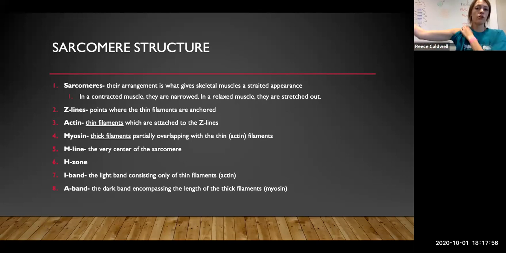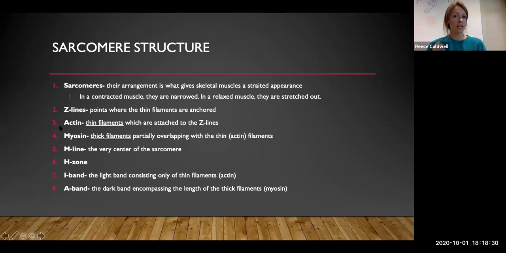So whenever you flex your muscle, what is happening is the muscle is actually narrowing or shortening. So it's narrowed. Whenever I relax my muscle, it lengthens. So whenever you contract a muscle, it shortens. Whenever you relax it, it lengthens. So in a contracted muscle or a flexed muscle, sarcomeres are narrowed. Whenever we relax our muscle, they lengthen. And we'll look at how that happens in just a second.